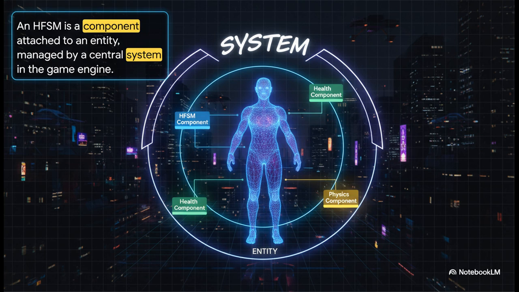The easiest way to think about it is like this. Your character is just a blank container, an entity, and then you just plug in different components like Lego bricks. Here's a health component, here's an inventory component, and yep, here's our HFSM brain component.